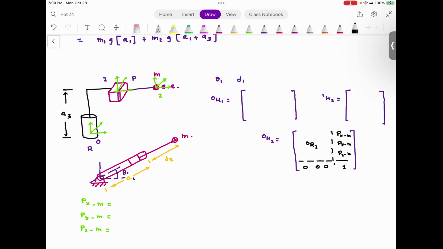Everyone understood this? Now, can someone tell me what it would be? Name the link. I already named them here, right? Pxm would be A1 plus D2 cosine theta 1, Pym is A1 plus D2 sine theta 1, and Pzm is going to be A3.